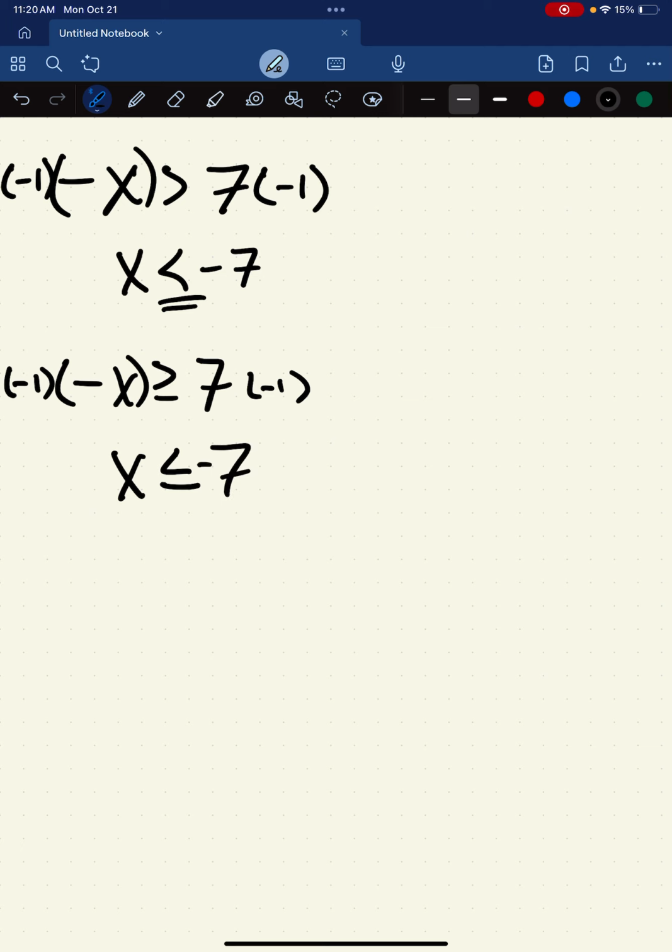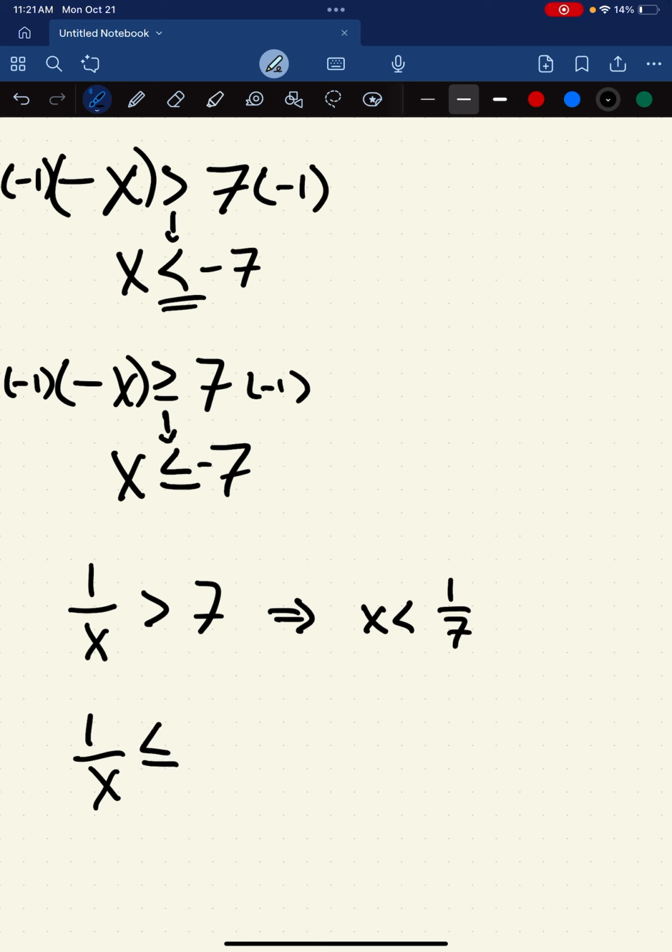we have to flip the inequality. So you can see greater than becomes a less than, greater than or equal to becomes less than or equal to. Same thing with reciprocation. So if 1 over x is greater than 7, then we get that x is less than 1 over 7. If 1 over x, let's say, is less than or equal to 7, then we get that x is going to be greater than or equal to 1 over 7.